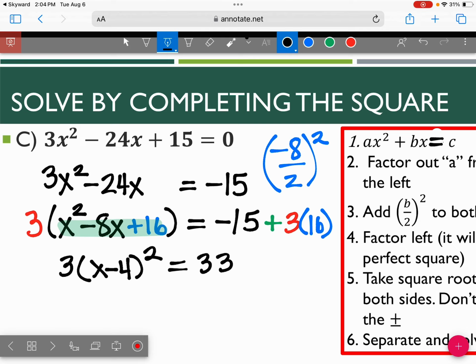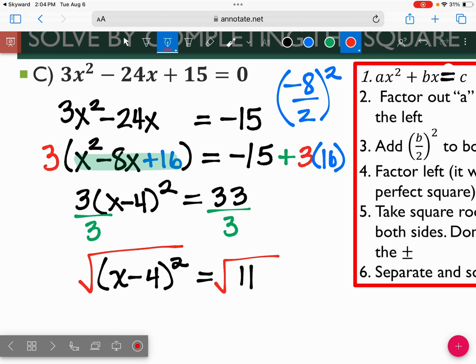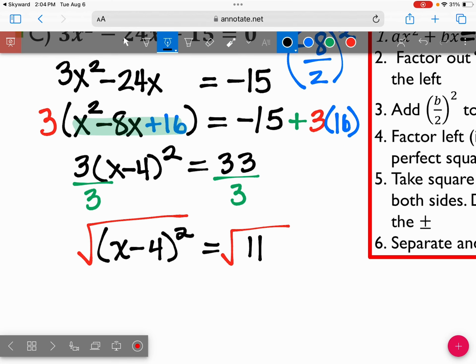Okay. So now we're ready to start solving it. But before we take the square root, we have to get rid of this 3. So we're going to divide both sides by 3. Which gives you x minus 4 squared equals 11, because 33 divided by 3 is 11. And now we're going to take our square root. So we have x minus 4 equals plus or minus the square root of 11.